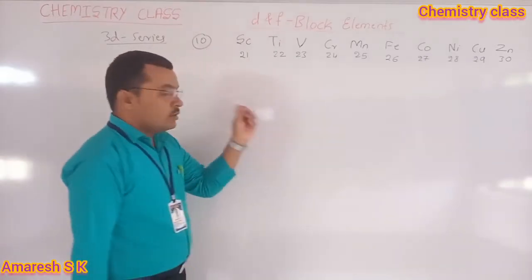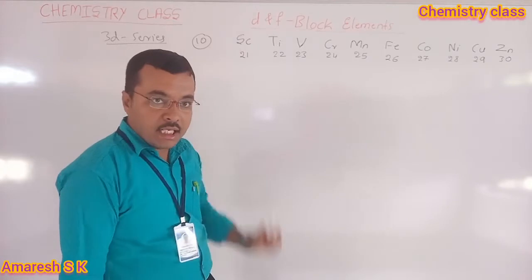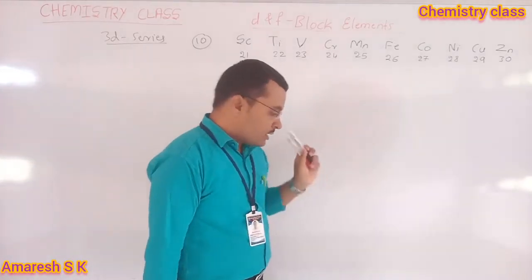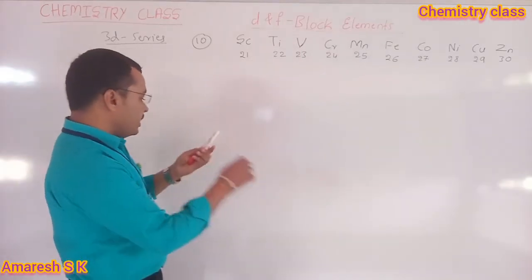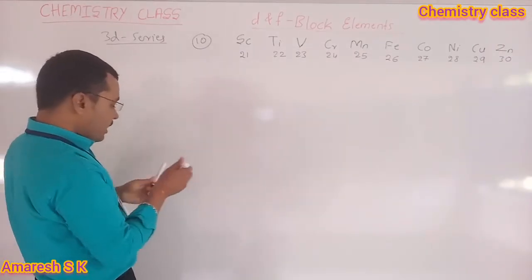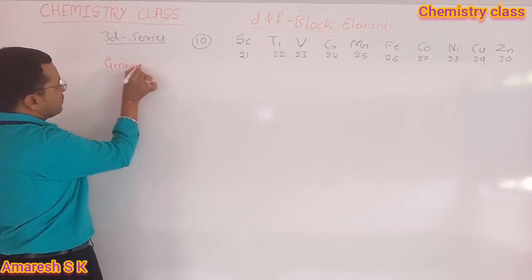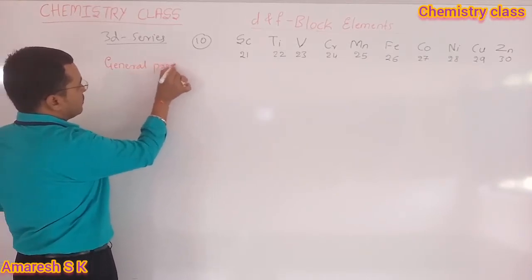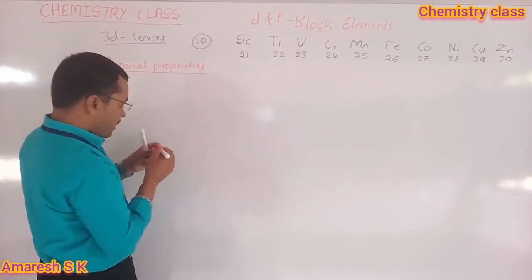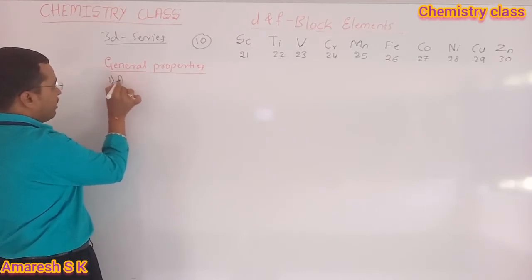Next, we have also discussed another general property, the ionization enthalpy. In this class we are going to discuss the continued part of the general properties or general trends, the third property. First one we have studied is atomic radius.